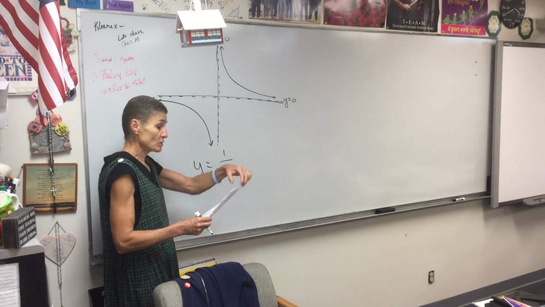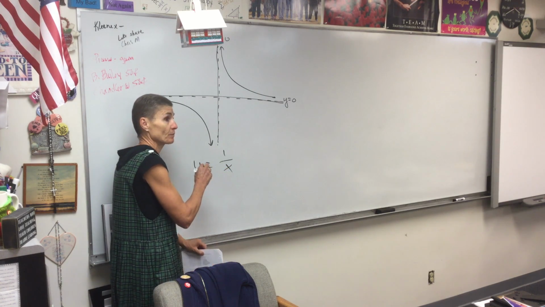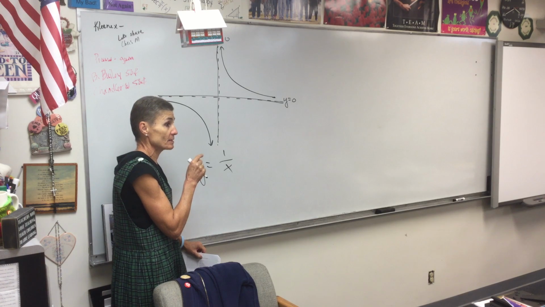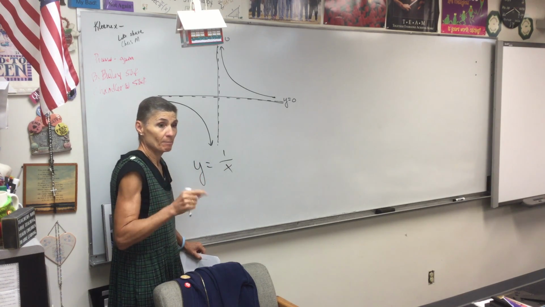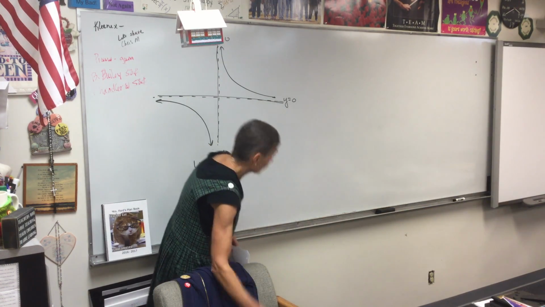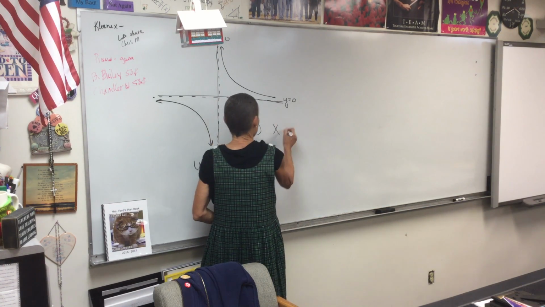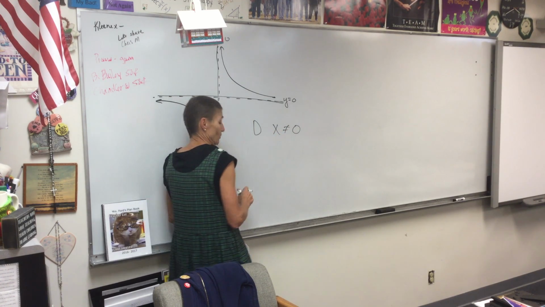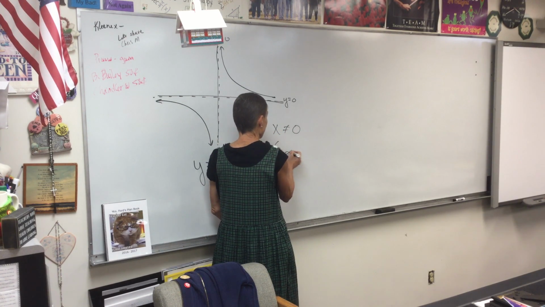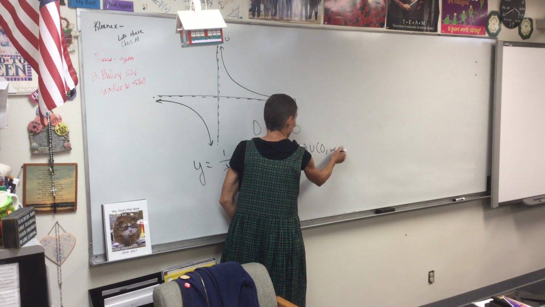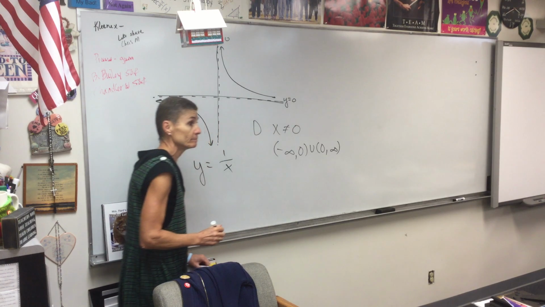So, we talk about the questions then. What's the domain of this? Everything except 0. X cannot be 0. So when we write that down, we can either write x can't be 0. That's absolutely fine with me. If you want to look like a mathematician, you'll say everything from negative infinity to 0, or from 0 to infinity.